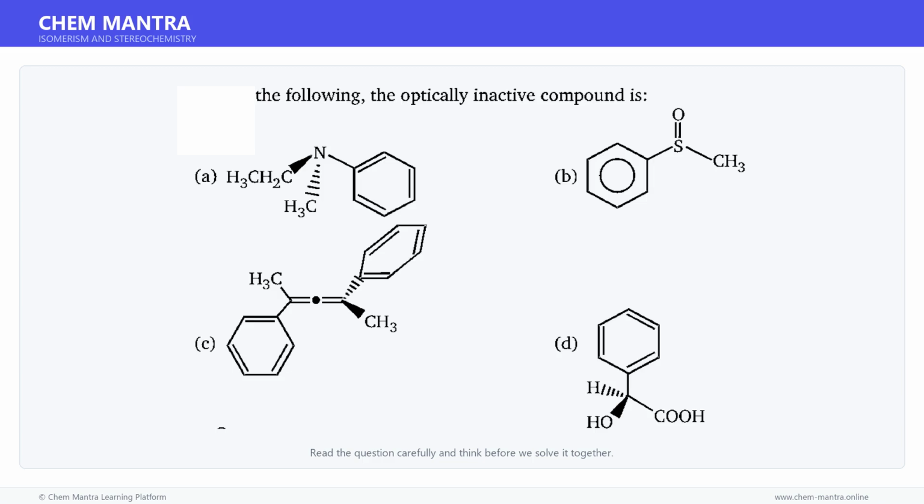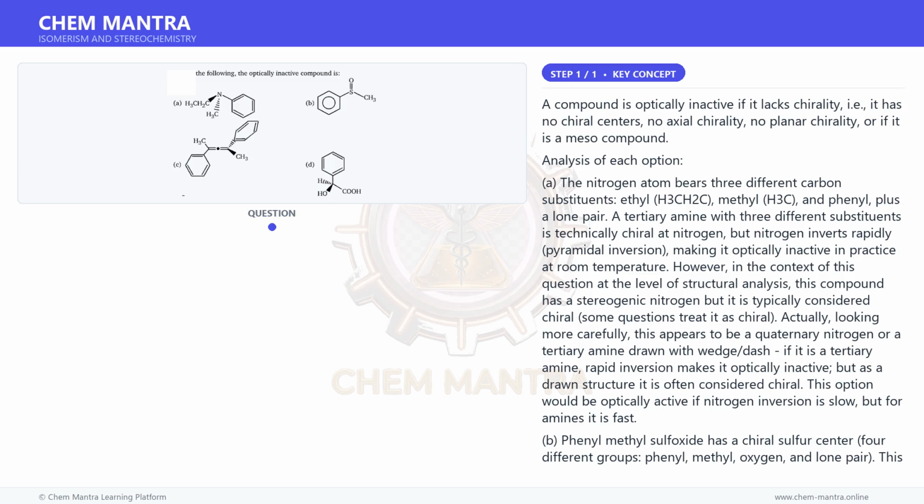Here is a question. Read it carefully and think about the answer. Let us solve it step by step. Let us first understand the key concept here. A compound is optically inactive if it lacks chirality, i.e., it has no chiral centers, no axial chirality, no planar chirality, or if it is a mesocompound.